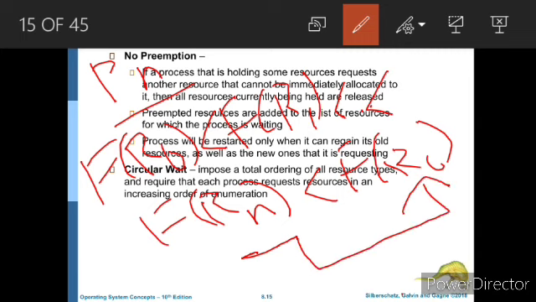Now here in total ordering we cannot take it starting with f of R0 and ending with f of R0. So f of R0 cannot be less than f of R0, which is impossible. Therefore there can be no circular wait.